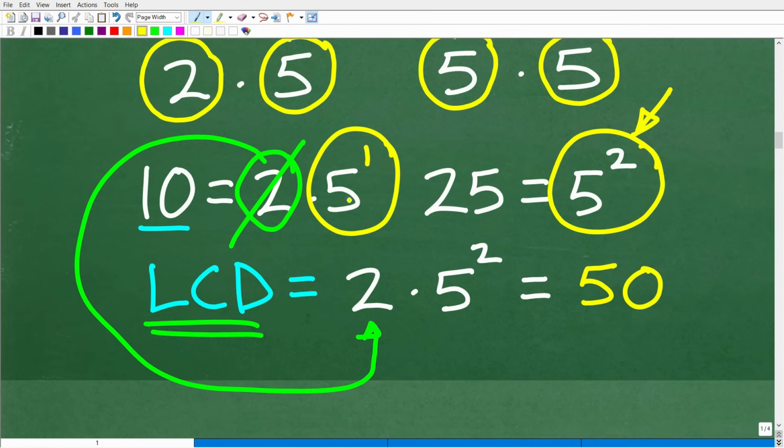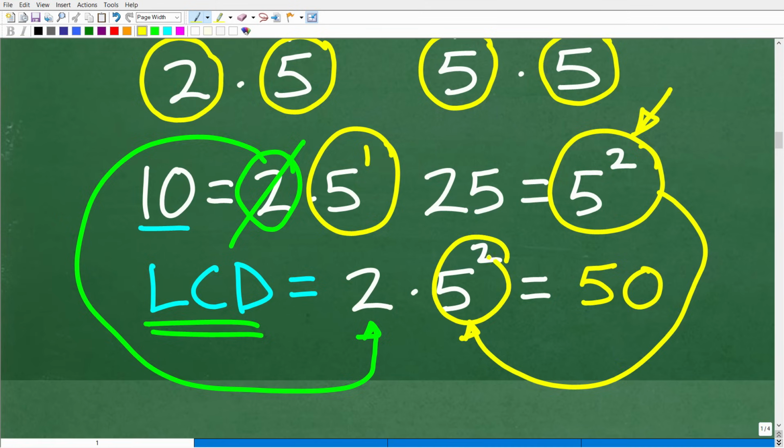Okay, so we don't need 5 to the first, we take 5 to the second power. Okay, so this is how this works. So 2 times 5 to the second power, 5 to the second power is what? 25. 2 times 25 is 50, and there you go. That's how you build the LCD.